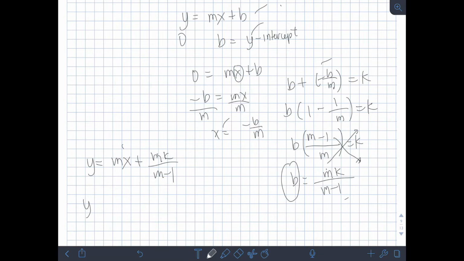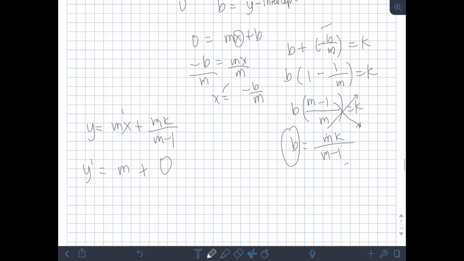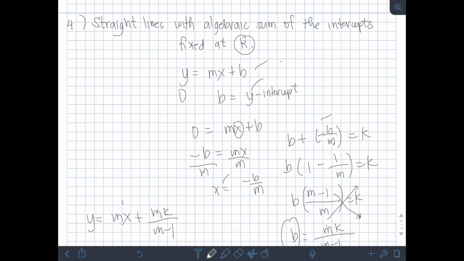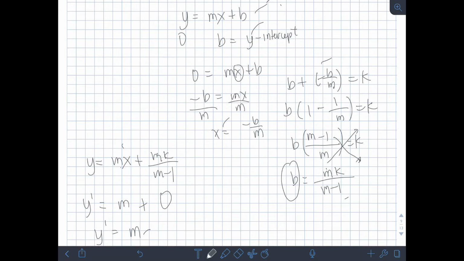So, y prime is equal to, derivative ng mx ay simply m plus, derivative nito, diba sabi natin, itong mk over m minus 1, constant yan. So, pag derivative natin yan, 0 na lang. So, therefore, y prime is equal to m. Okay? So, ngayon, pwede na natin i-substitute itong m in terms of y prime dito sa original equation natin na y equals mx plus b. Or sorry, dito sa nabuo nating equation na y equals mx plus mk over m minus 1.